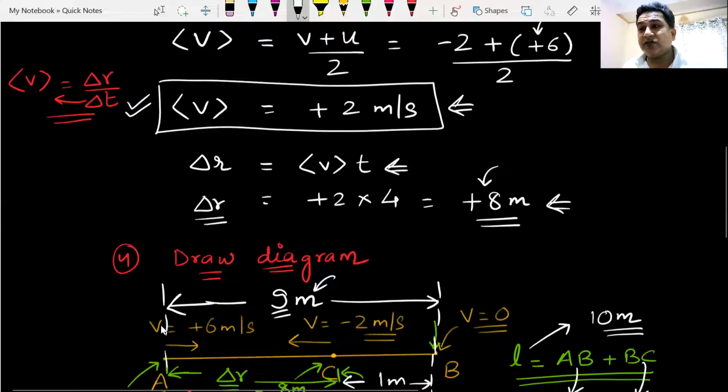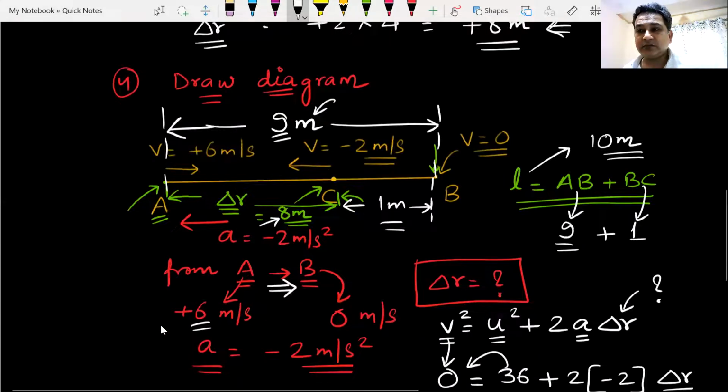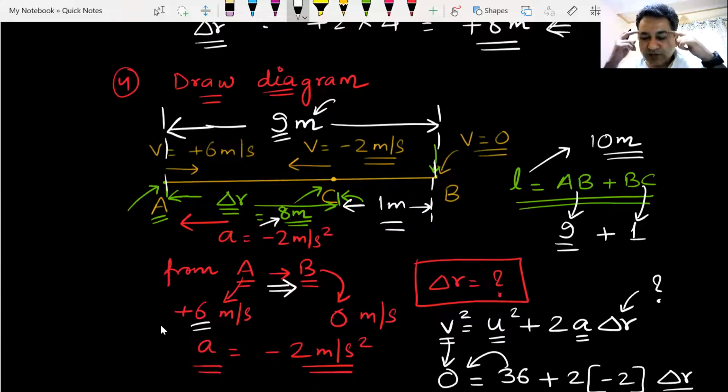Then we came to the most difficult part, which is finding out the distance traveled by the particle. Think about the path, think about how it has moved. It was at A, stopped at B, came back to C. From A to B, we found out the displacement. Displacement was plus 9. Distance traveled was 9 meters. B to C, 1 meter. And we are done. Total distance traveled is 10 meters.